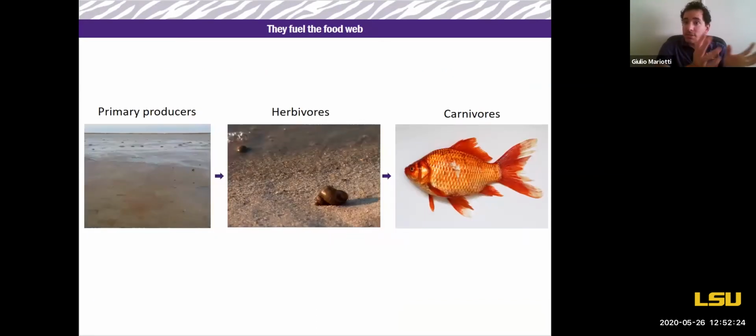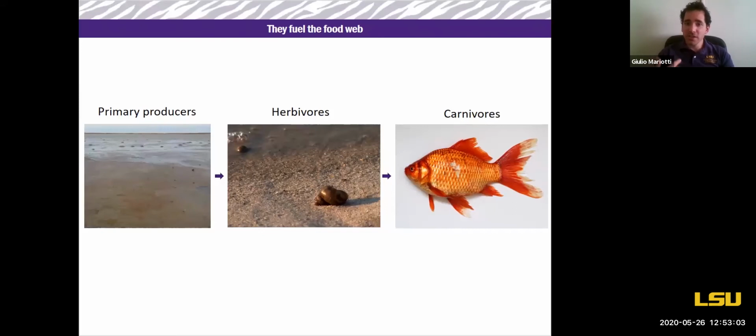Like grass is eaten by herbivores, like cows, which is then eaten by big carnivores. In a coastal environment, these benthic microbes are primary producers or produce organic matter, which is then eaten by coastal herbivores like the sea snail, which is then eaten by small fish, which then can be eaten by big fish. So this is one of the fuels of the food web. Ecologists have known this for a long time. We know that these benthic microbes are very important for ecology.